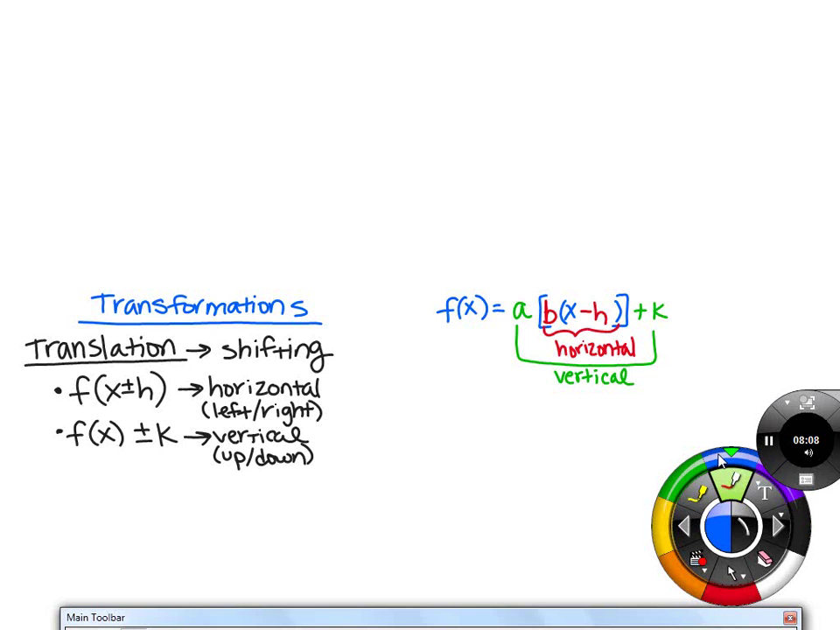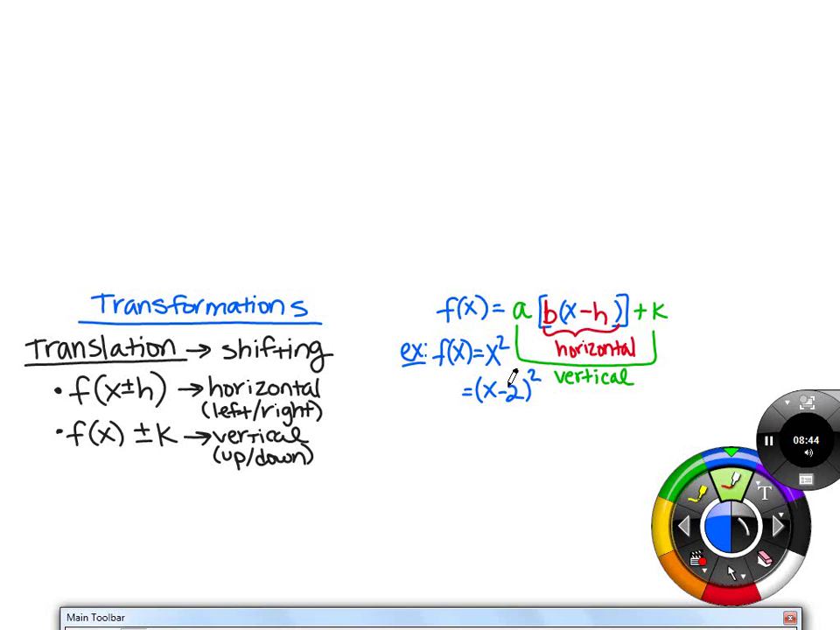So an example next to this, if you had a parent function where you have f of x equals x squared, we'll see this a lot in the unit that we're studying right now. If x squared is our parent function, then in order to get a horizontal shift, we would want to see something being added or subtracted to the x within the function. So an example would be if your function changed from x squared to x minus 2 squared.